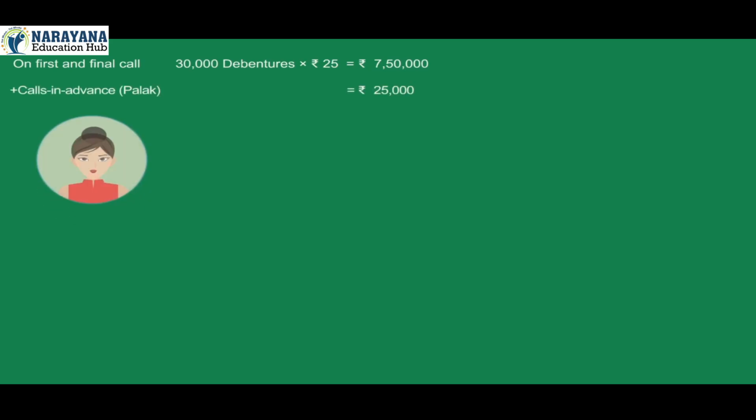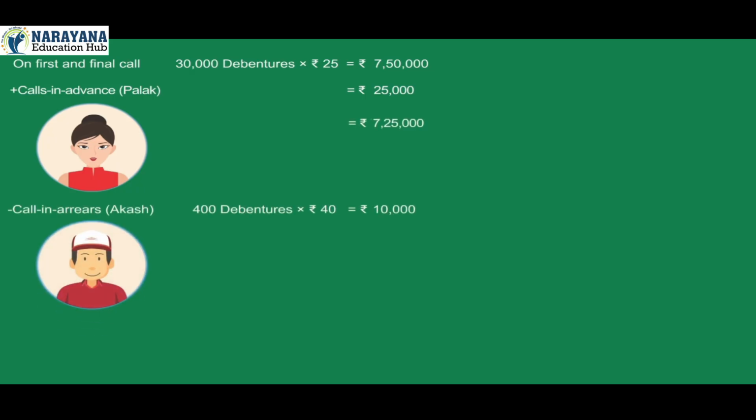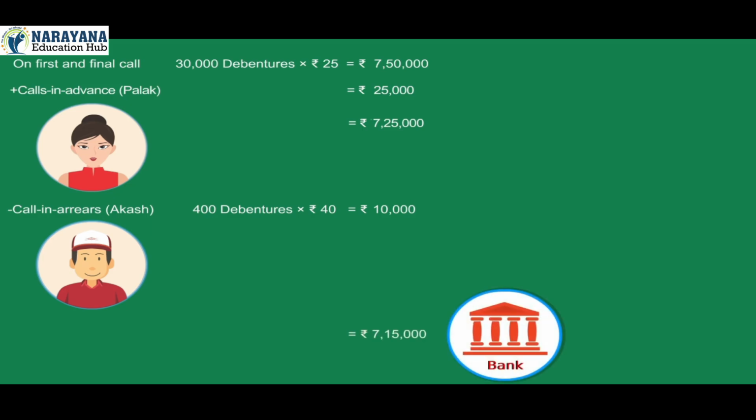On first and final call, 30,000 debentures into Rs 25 is equal to Rs 7,50,000 plus calls in advance, that is Palak, is equal to Rs 25,000, is equal to Rs 7,25,000 minus call in arrears, that is Akash, 400 debentures into Rs 40 is equal to Rs 10,000, is equal to Rs 7,15,000.